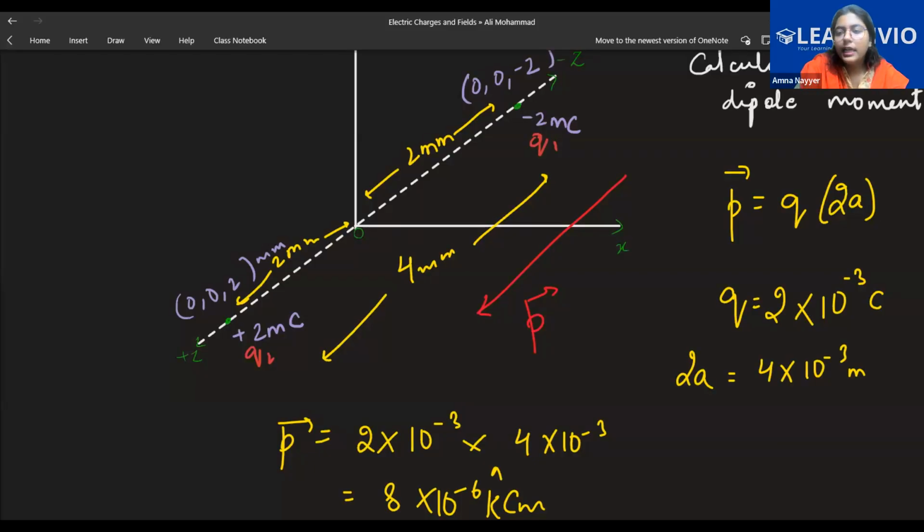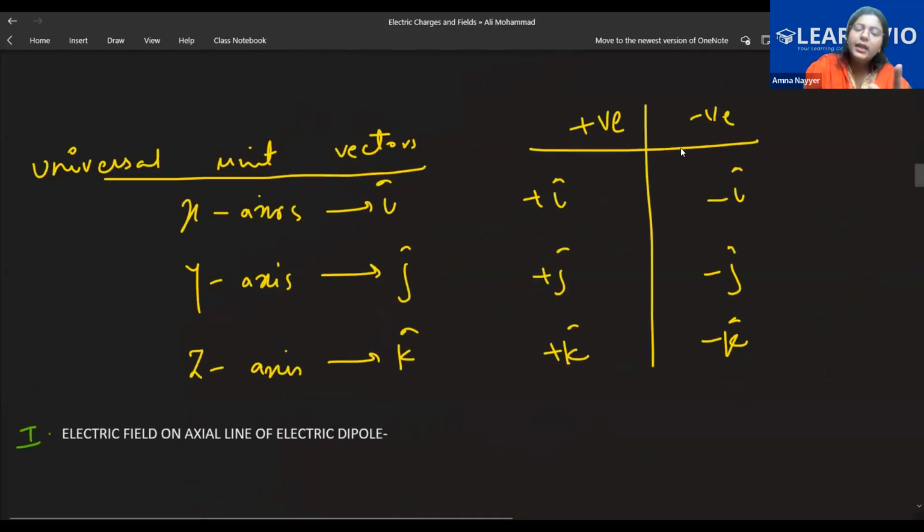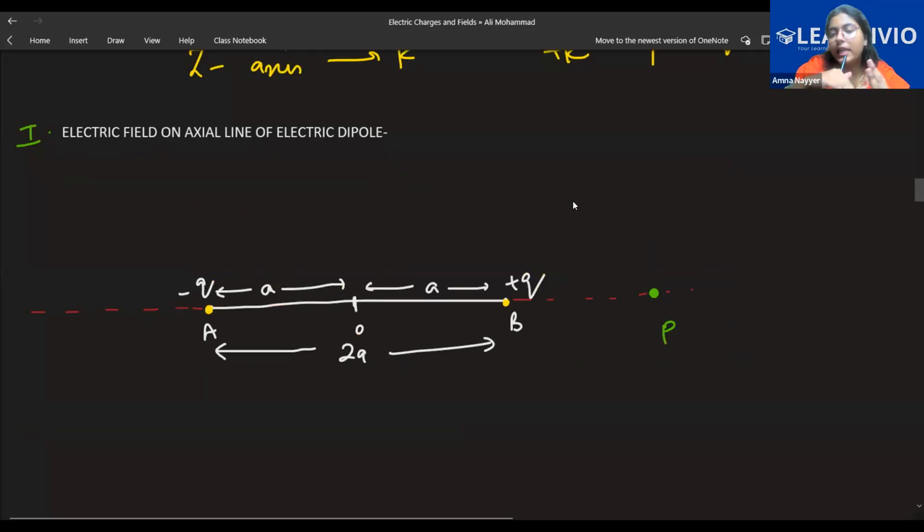Okay. Now see, this was a completely separate topic, the dipole moment. Now we'll have this. I hope you already remember. I just wrote it in case you have forgotten. Universal unit vectors, what are they and their direction? I think you already remember them. Now see, we will be talking about the electric field due to these dipoles. Dipoles we have studied separately. Now in our questions, a pair of dipoles will come. Dipole means a pair only.